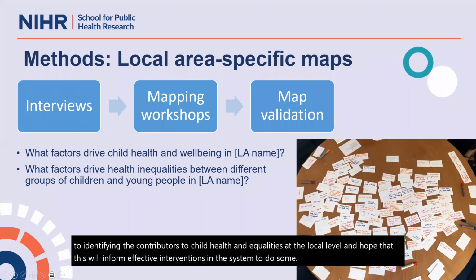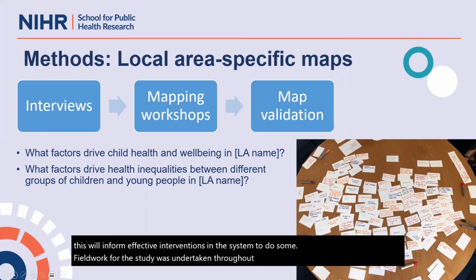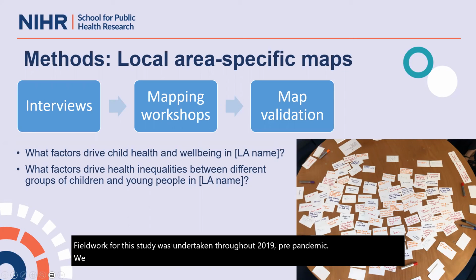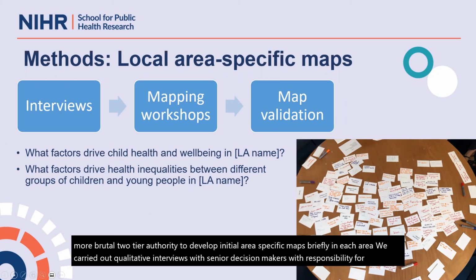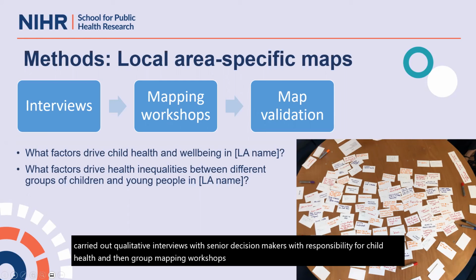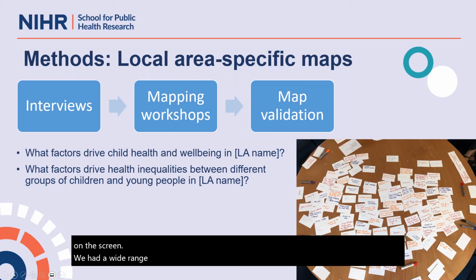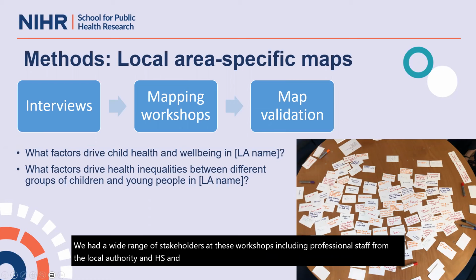Fieldwork for the study was undertaken throughout 2019, pre-pandemic. We worked with 2 contrasting local authority areas, one an urban setting and the other a more rural 2-tier authority, to develop initial area-specific maps. Briefly, in each area, we carried out qualitative interviews with senior decision makers with responsibility for child health, and then group mapping workshops where we asked the 2 questions that you see on the screen. We had a wide range of stakeholders at these workshops, including professional staff from the local authority, NHS and CCG, children, young people, and their parents and carers.